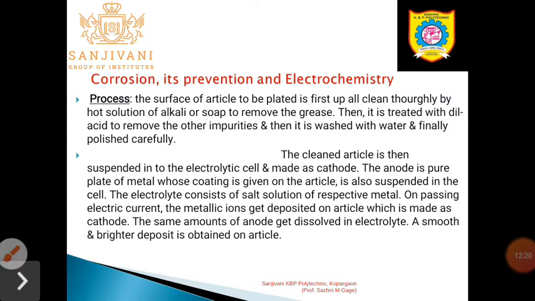On passing electrical current, the metallic ions get deposited on the article, on the cathode, and the same amount of anode gets dissolved in the electrolyte. Here the anode is an example of an active anode, and that's why the anode participates in the chemical reaction, because the metal is dipped in its own salt solution. A smooth and bright deposit is obtained on the article, and that process is said to be electroplating.